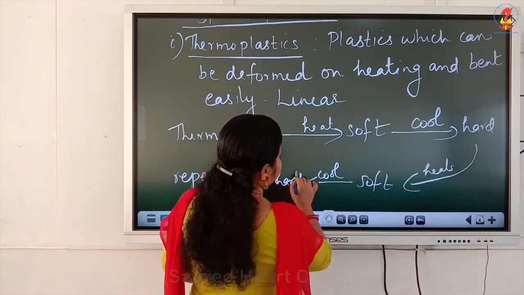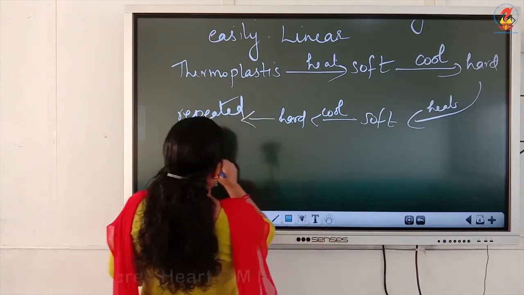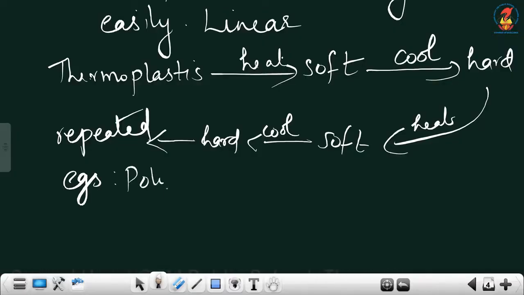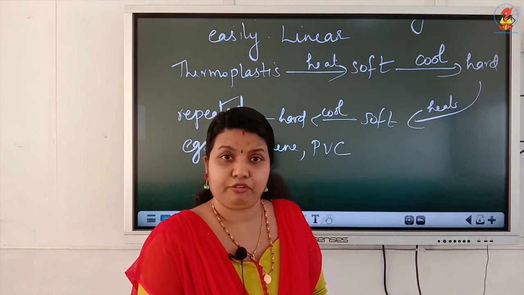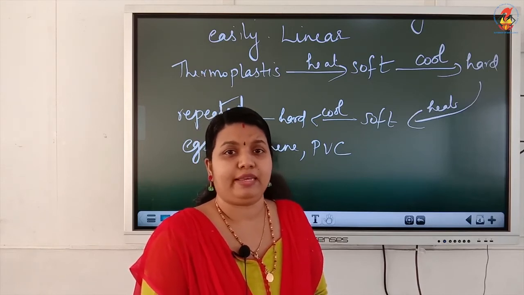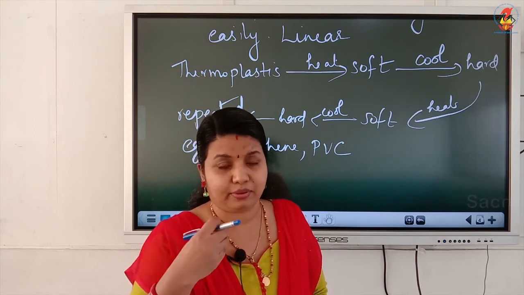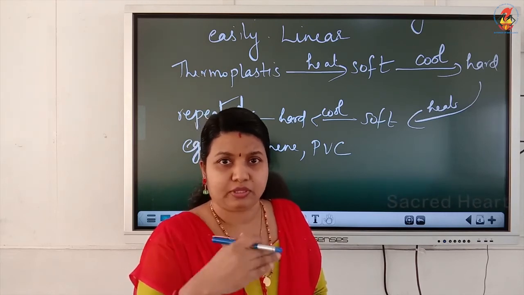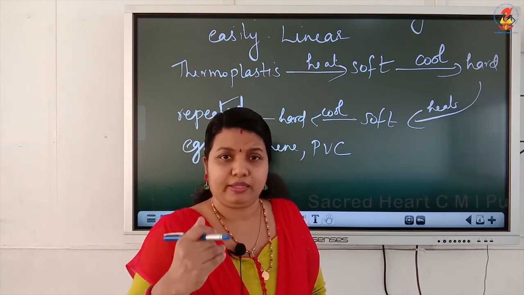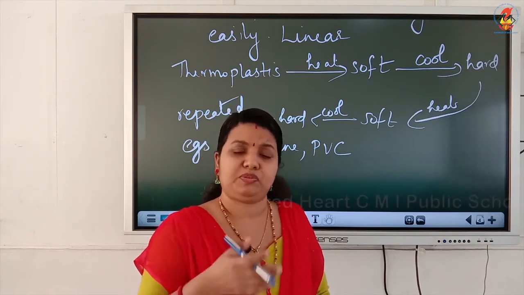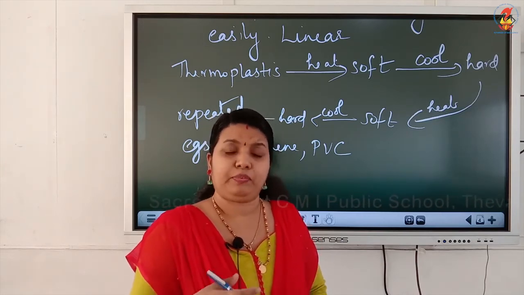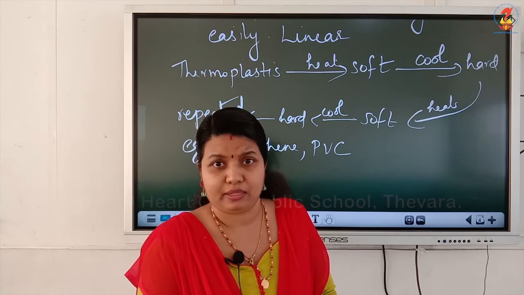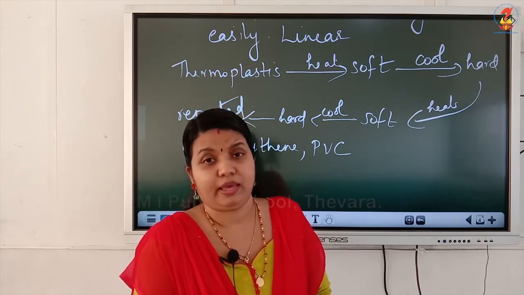Examples of thermoplastics are polythene and PVC. So important thing, the two different types of plastics. First one is thermoplastic. The plastics which can be deformed on heating and can be bent easily are known as thermoplastics. Upon heating it becomes soft, then again on cooling it becomes hard. Then heating soft, cooling hard, and this process can be repeated any number of times. So, upon heating you can change its shape and mold it into any other desired shape. Examples are polythene and PVC.